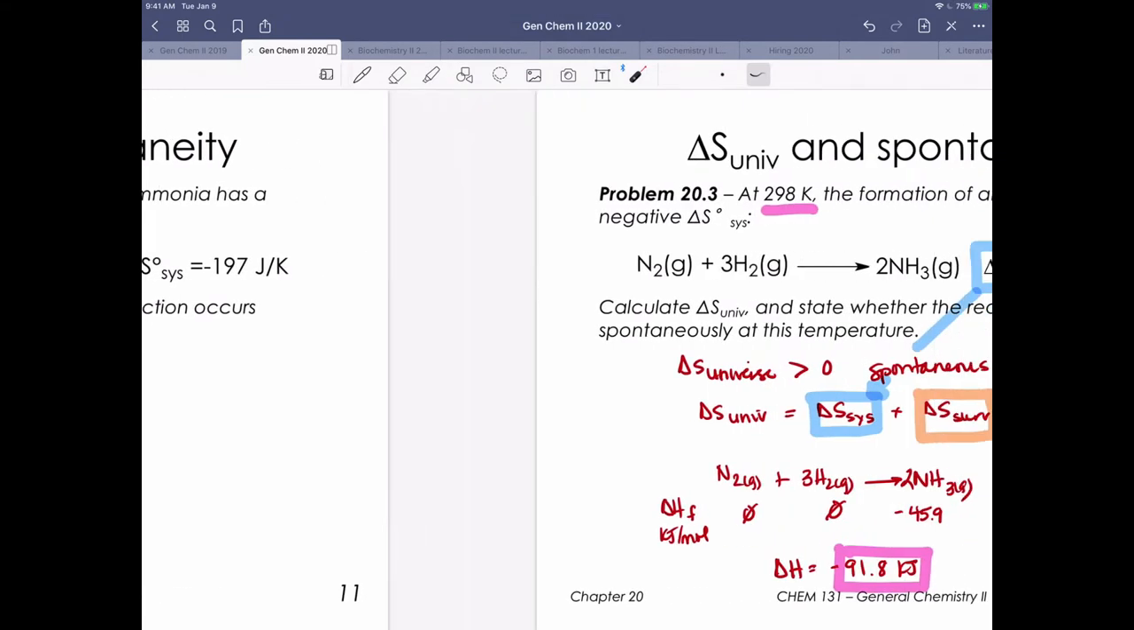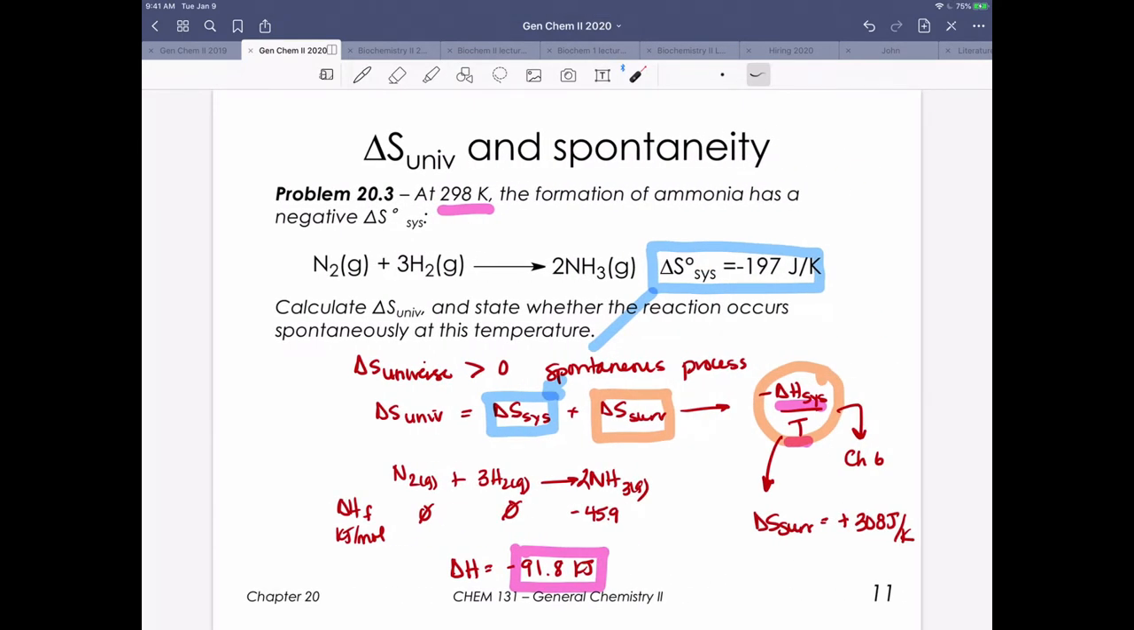So I'm going to flip through and walk through this because it is something new. Remember, delta S of the universe, we said, is always going to be positive for a spontaneous process. And we know that delta S of the universe is contributions from delta S of the system, which they tell us, and delta S of the surroundings. And we know we can calculate delta S of the surroundings using this equation: delta S of the surroundings equals negative delta H of the system divided by T.